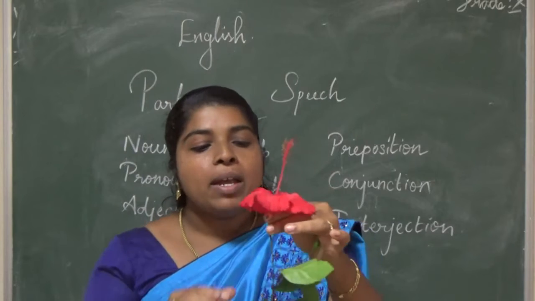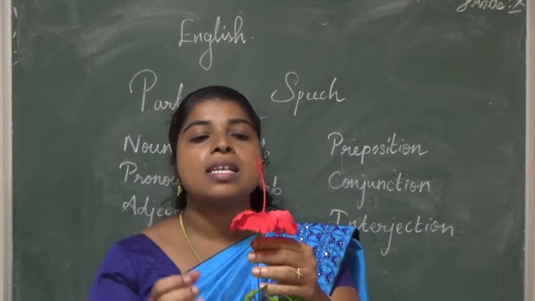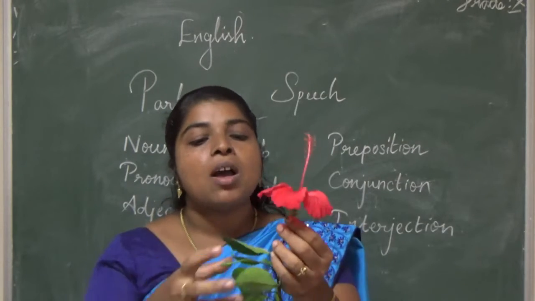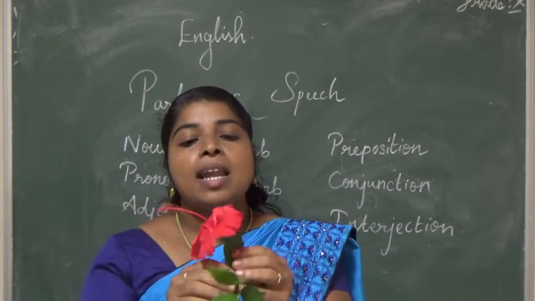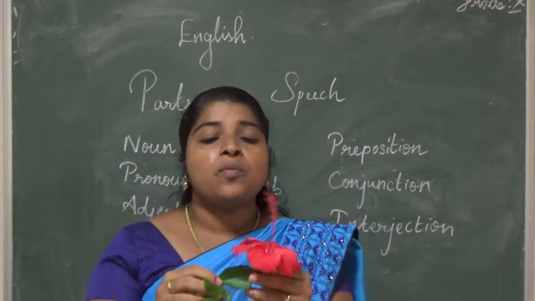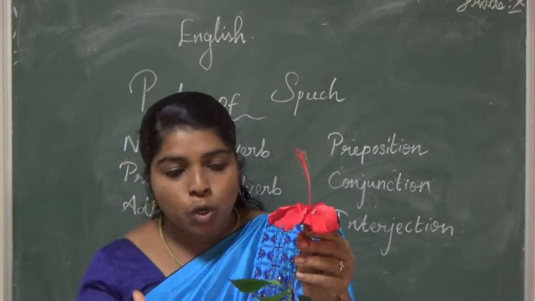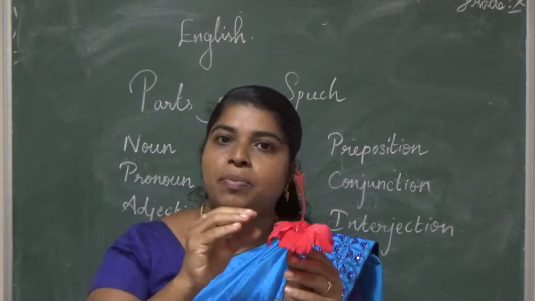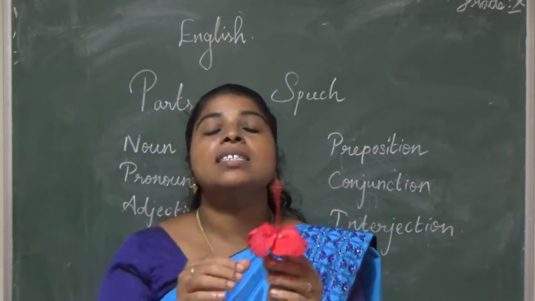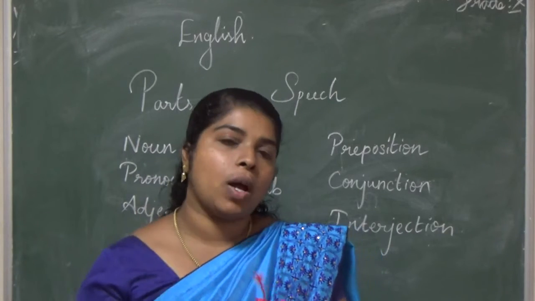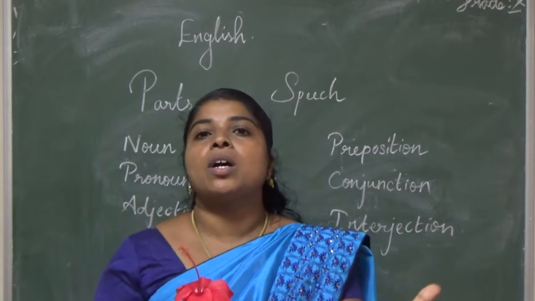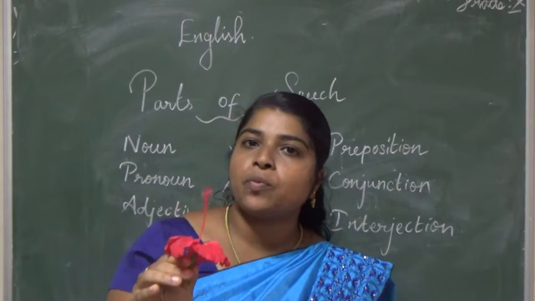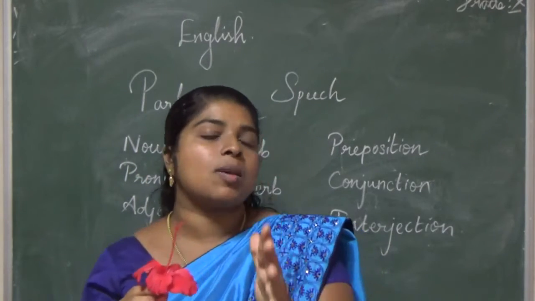Understand? So I am going to describe this flower: it has 5 petals. When I say hibiscus has 5 petals, or this flower has some leaves, if I say the name of this flower again and again, it won't be nice. So instead of the word flower, I am using the word it. Now what is this it? It is a pronoun. Flower or hibiscus is a noun. If I am using the word it instead of that flower, I call it a pronoun.